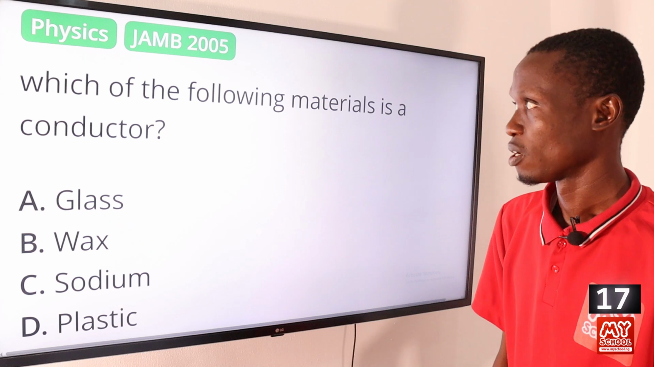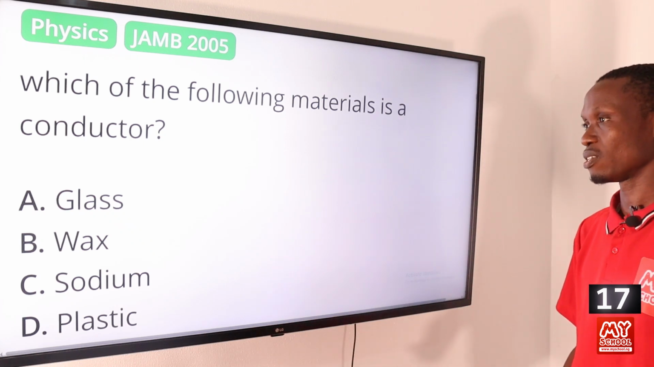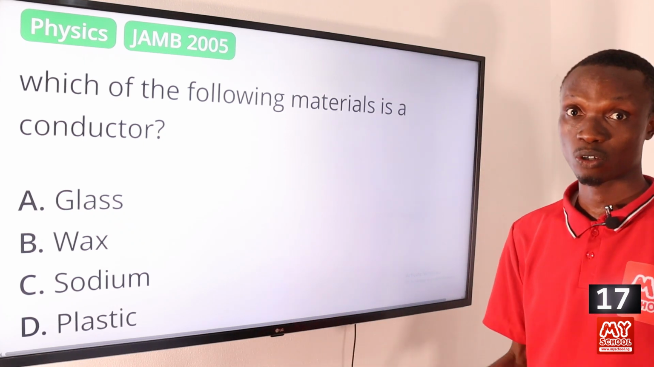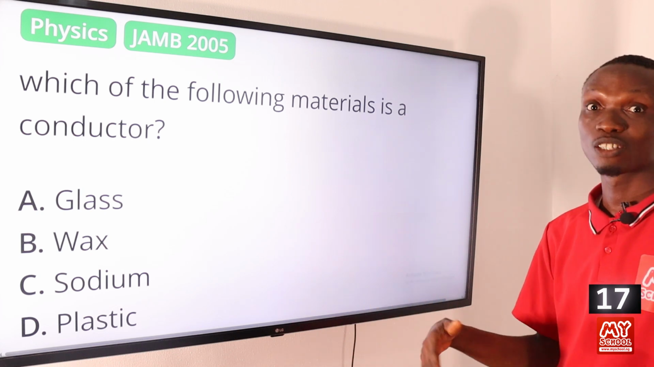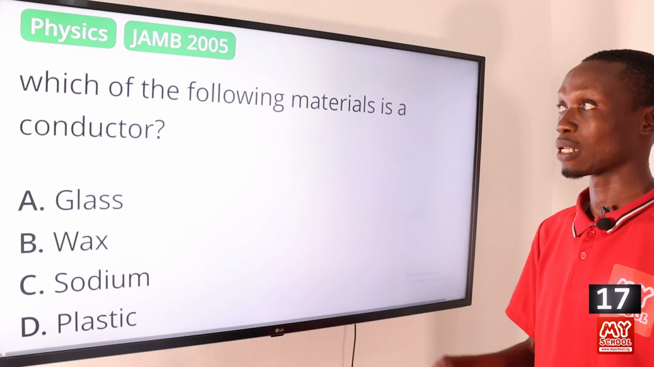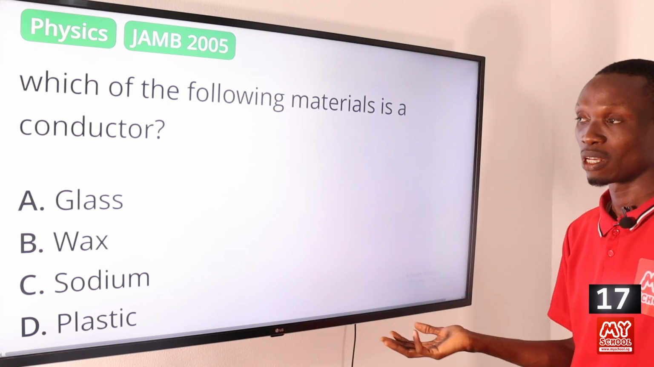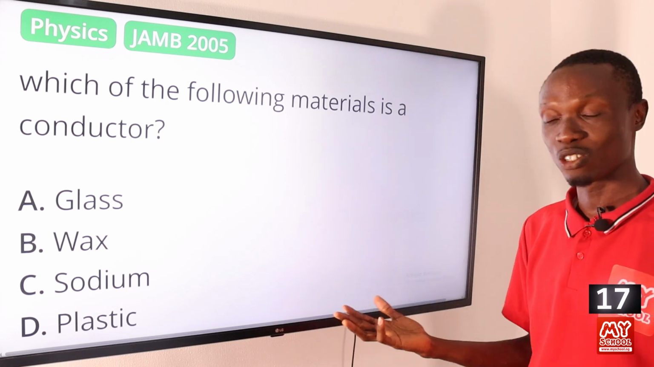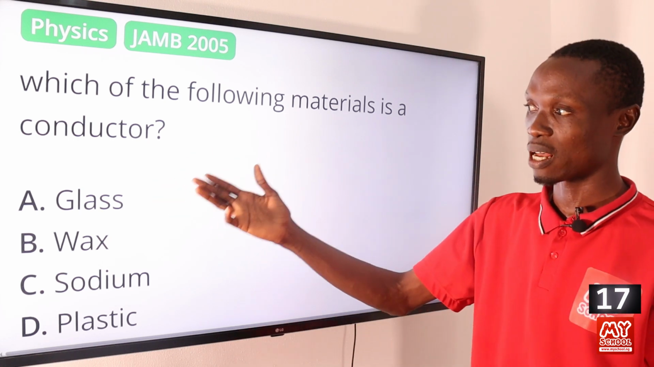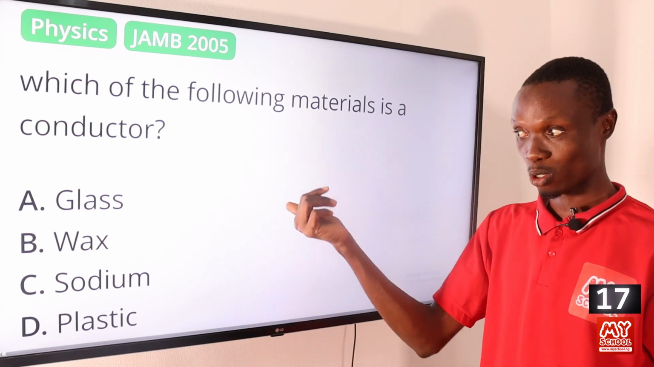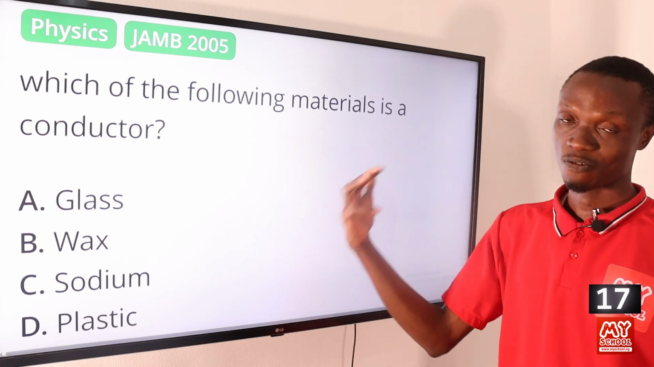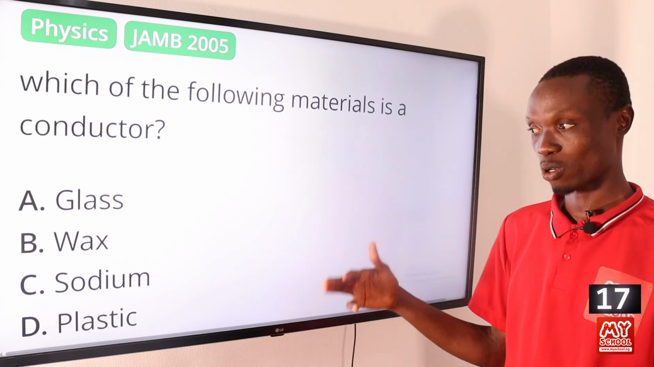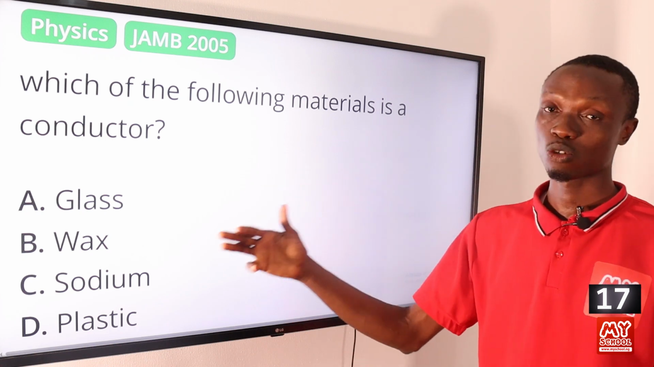Question 17. Which of the following materials is a conductor? So remember that conductors are materials that allow electrons to flow, or that allow electric charges to flow through them, that allow electric current to flow through them. Conductors also allow heat to flow through them. So A, we have glass. Glass is not a conductor. We have wax. Wax is not a conductor. We have sodium. Then we have plastic. Plastic is not a conductor. So the answer to this question is sodium.